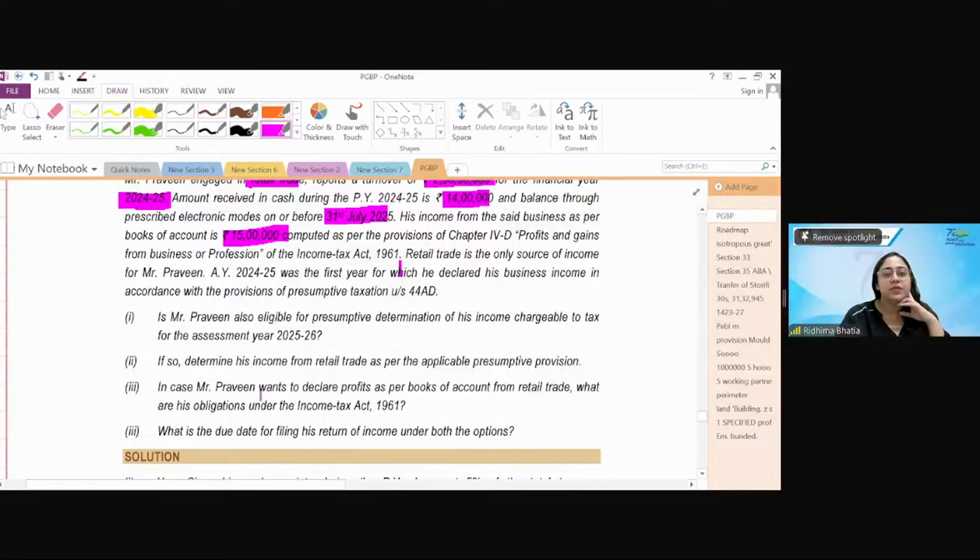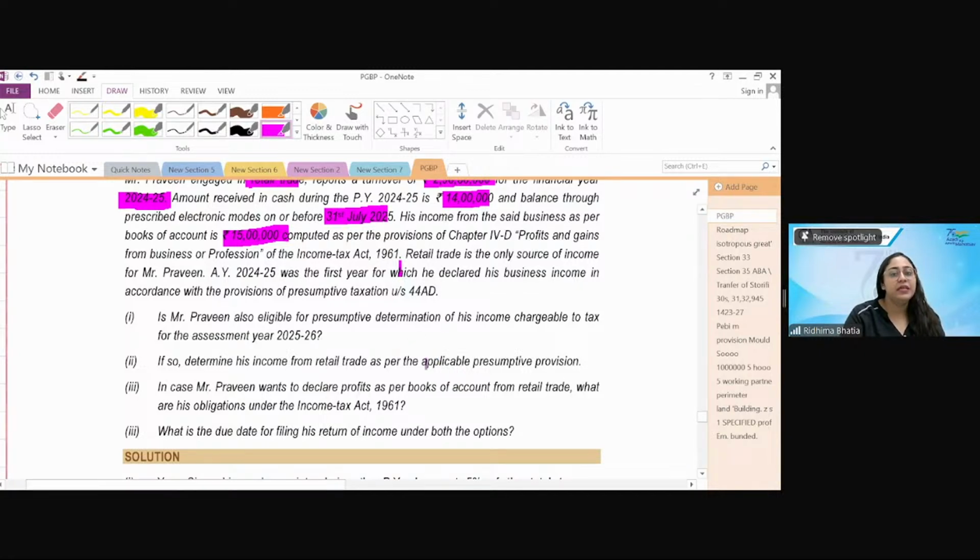Okay. Now, next question is, in case Mr. Praveen wants to declare profit as per books of accounts from retail trade, what are his obligations? So you will say, if he wants to declare the book profit as per retail trade, he can declare it, but at the same time, he has to maintain books of accounts and he has to get audit done, provided his total income, that is the final income after all deductions, etc., exceeds basic exemption limit. And also, if he does so, then for the next 5 years, he cannot claim 44AD.